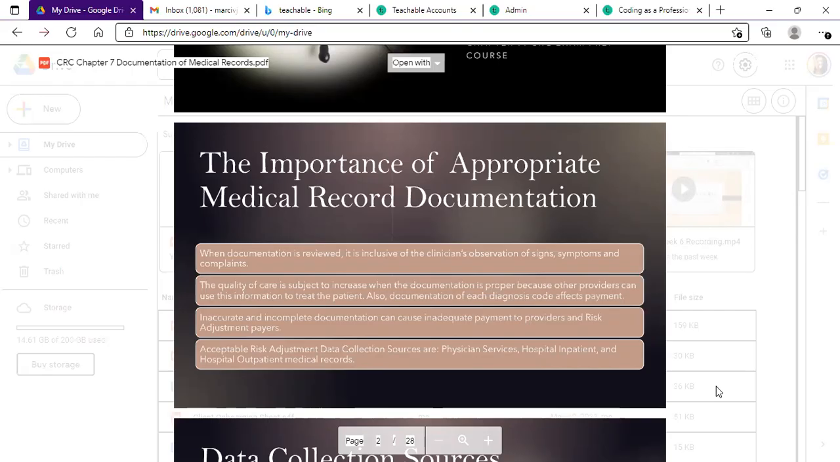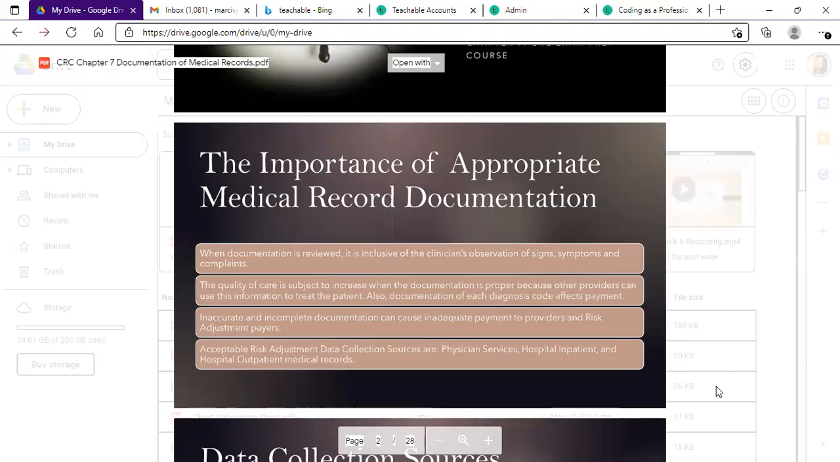The quality of care is subject to increase when the documentation is proper, because the providers can use this information to treat the patient. Also, documentation of each diagnosis code affects payment. Let's start with the quality of care. That is absolutely correct, and we talked about quality care last week and the week prior. It has no choice but to increase, because if the clinician properly documents everything going on with the patient, every diagnosis, then they're able to manage those diseases and conditions better. And not only that, it affects the payment.